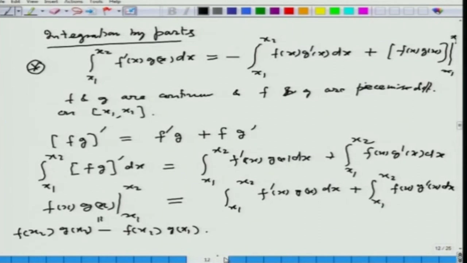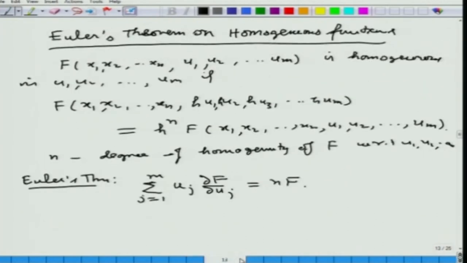And then another concept of integration by parts was discussed, where we use the fact that f g prime is f prime g plus f g prime, and then integrating it over the interval x1 to x2 gives us this integration by parts formula, which will be very useful in our analysis.